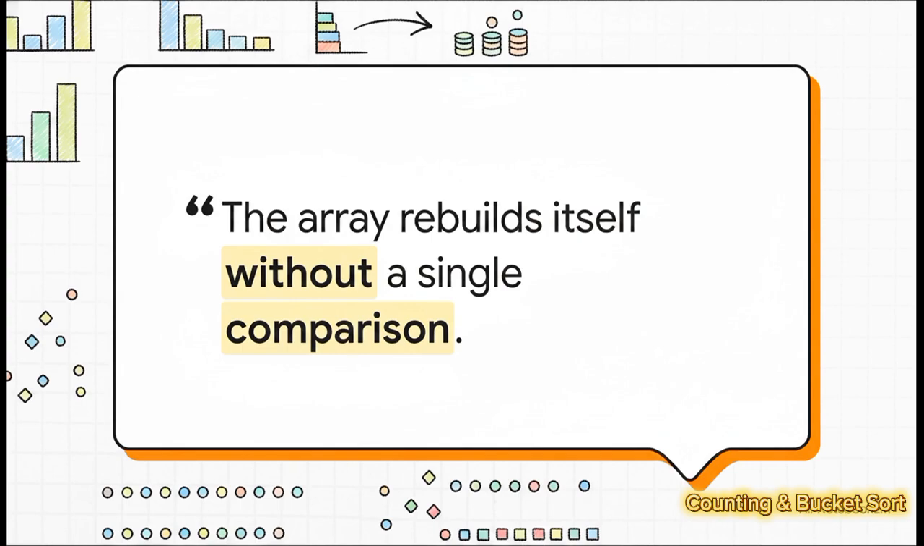We have a sorted list, but at no point did we ever ask a question like, is 4 greater than 2? The entire process was driven by counting frequencies and then reconstructing the list based on those counts. It's a completely different way of thinking about sorting.